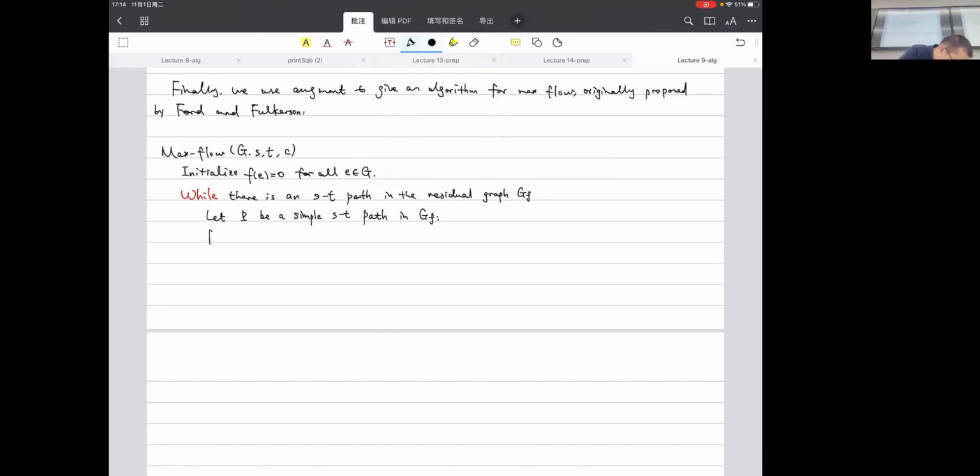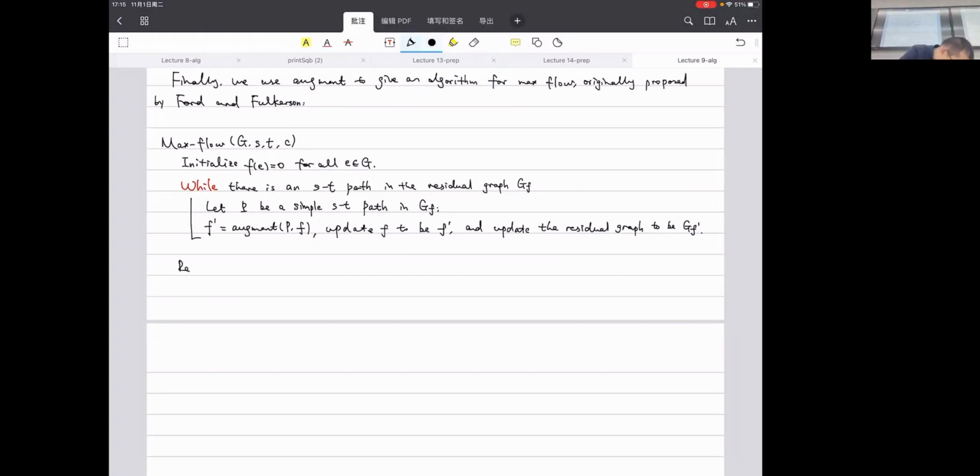After doing that, you let f' be the augment of f along P, and update f to be f'. And update the residual graph to be G_f'. While there is still an S-T path in the residual graph, you just do this again and again until there is no S-T path in the residual graph G_f. In that case, you just return f. This is basically the statement of the Ford-Fulkerson algorithm.